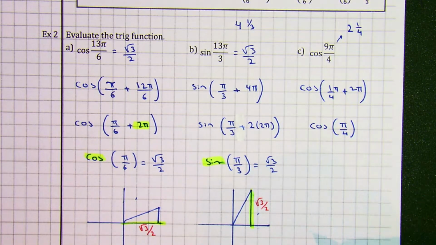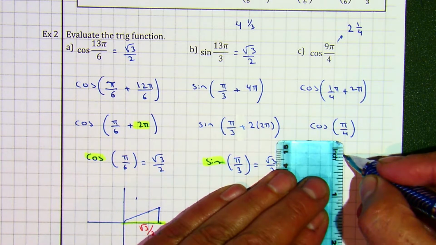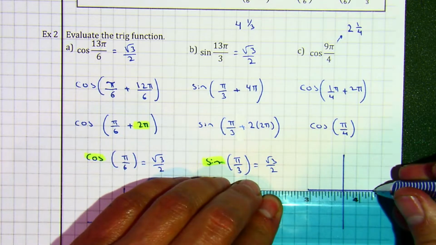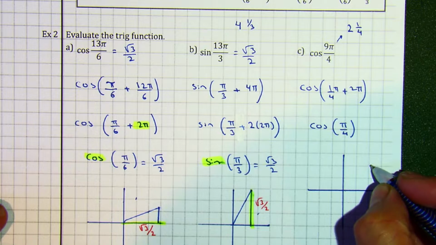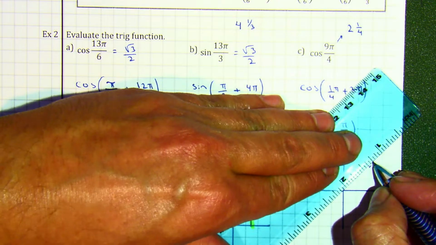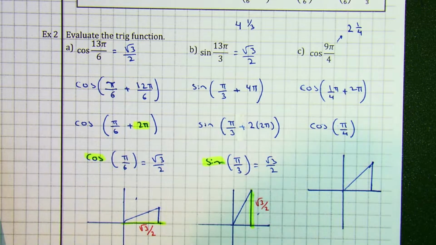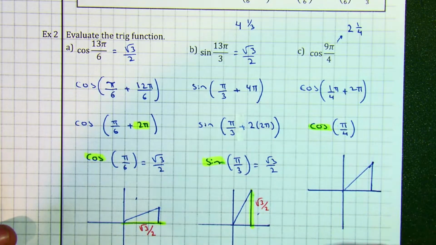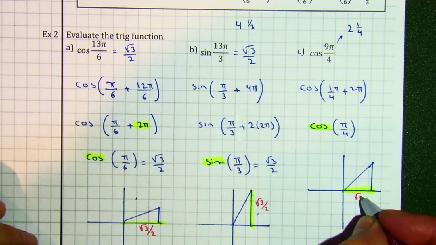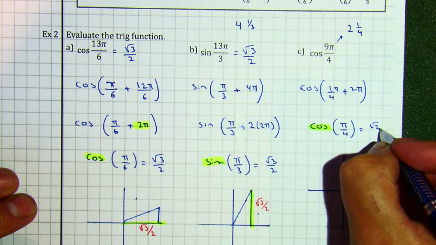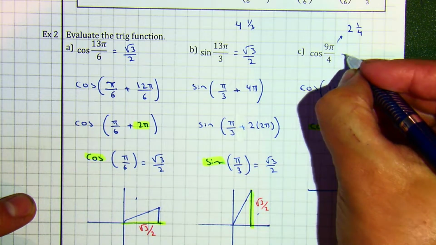I'm going to make my x and y axis. 1/4 is here. Cosine, is that my x or my y? Cosine is your x, and what is the length of this side? On a 45 degree, or a pi over 4, both sides are the square root of 2 over 2. So therefore, this is equal to the square root of 2 over 2, and therefore this is exactly the same.